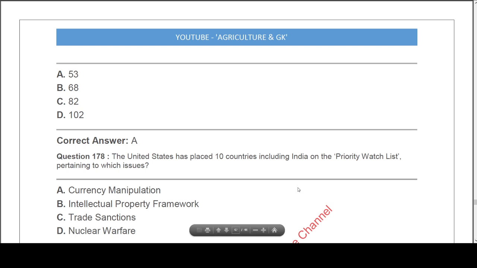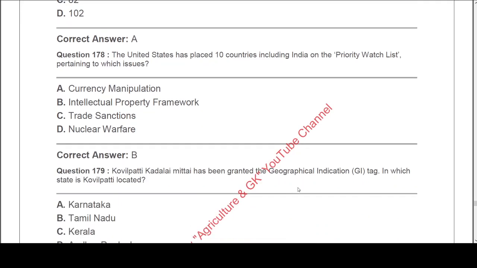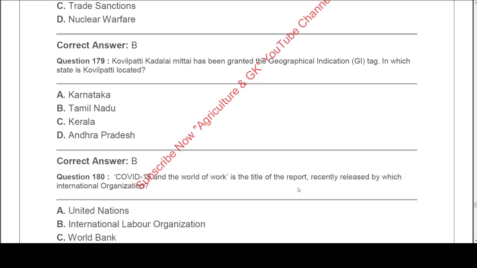The United States has placed 10 countries including India on priority watch list pertaining to which issues? It is option B, intellectual property framework. Kovilpatti Kadalai Mitti has been granted the geographical indication tag. In which state is this Kovilpatti located? It is in Tamil Nadu. Option B.